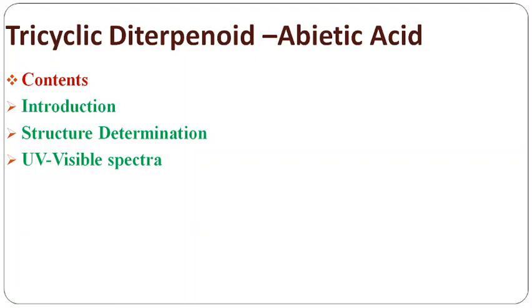Hello and welcome to the next lecture on terpenoids. Today we will discuss abietic acid, which is a tricyclic diterpenoid. We will touch upon the following points: introduction of abietic acid, structure determination, and UV visible spectra, with the help of which we will assign the position of the double bond.